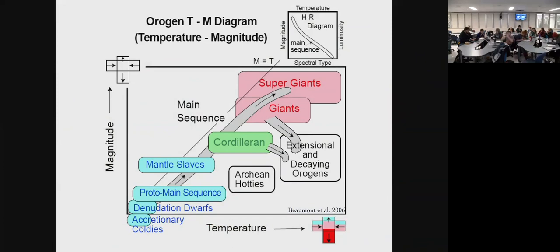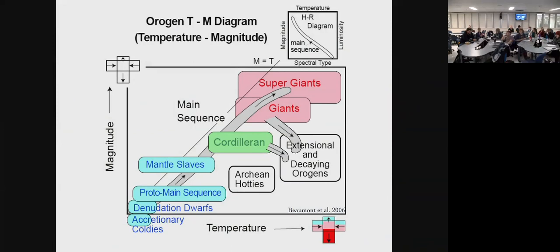Okay? So the first thing that you'll notice on this diagram is this is the M equal T line, magnitude equal temperature. All orogens do not fall on this line, okay? They all fall below. What does that mean? Why doesn't the main sequence of orogens, whether they're small or big, fall on the line of magnitude equal temperature? Any idea? Because you would need the temperature to increase first before you can have any movement? You're almost there.